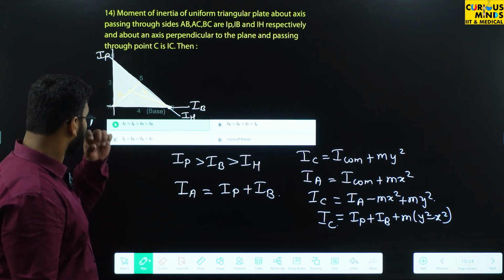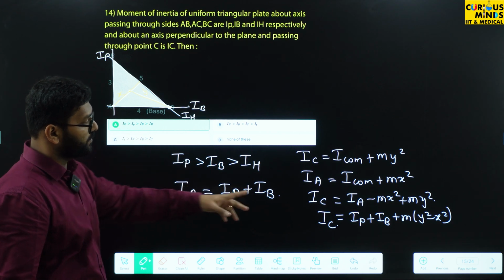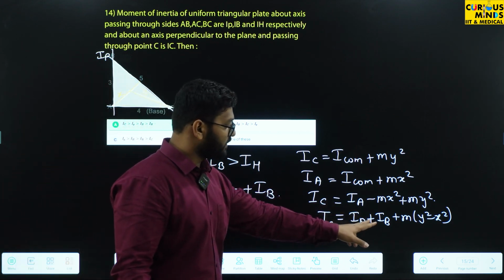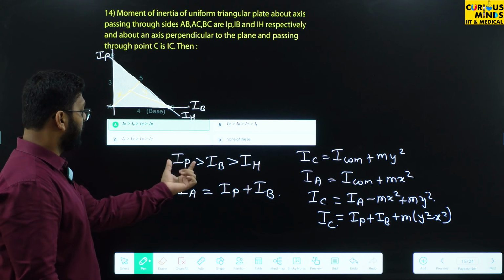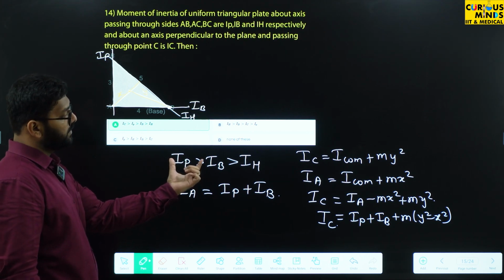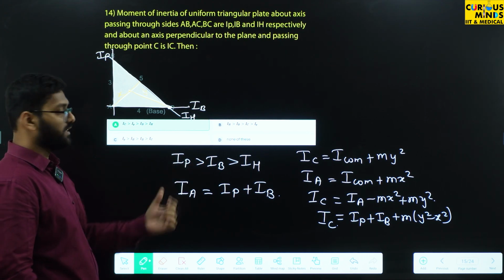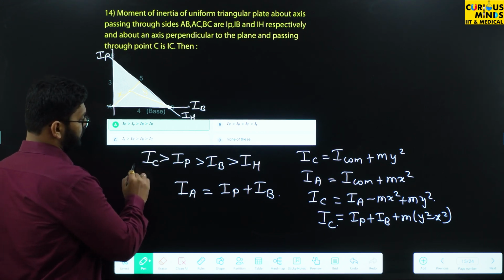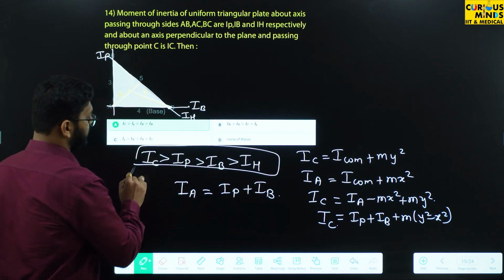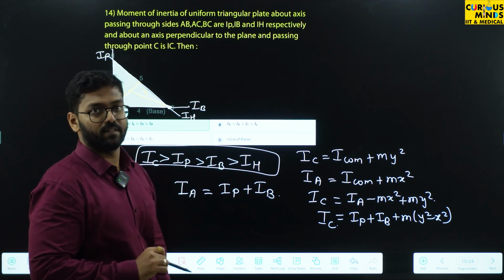Now y is greater than x, so that is a positive number. So IC is greater than IP plus IB, the addition of P and B. That means IC must be greater than both of these individually. So this means IC is greater than IP. This is the correct relation: IC is greater than IP, greater than IB, greater than IH.